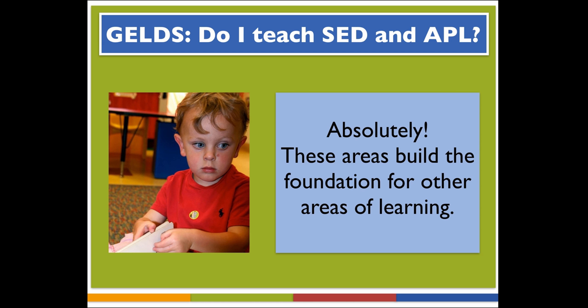Do I actually teach social and emotional development and approaches to play? Absolutely. These areas provide a foundation for helping children learn to communicate when they are frustrated. For example, you might verbalize emotions you see children expressing while playing by saying, "You are sad because you want to hold that book. Let's see if we can find another one for you to read." This not only helps with identifying feelings, but also with language development.